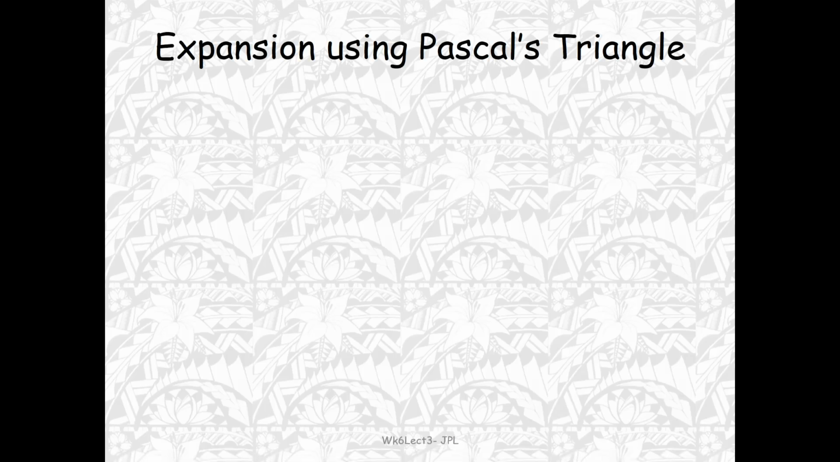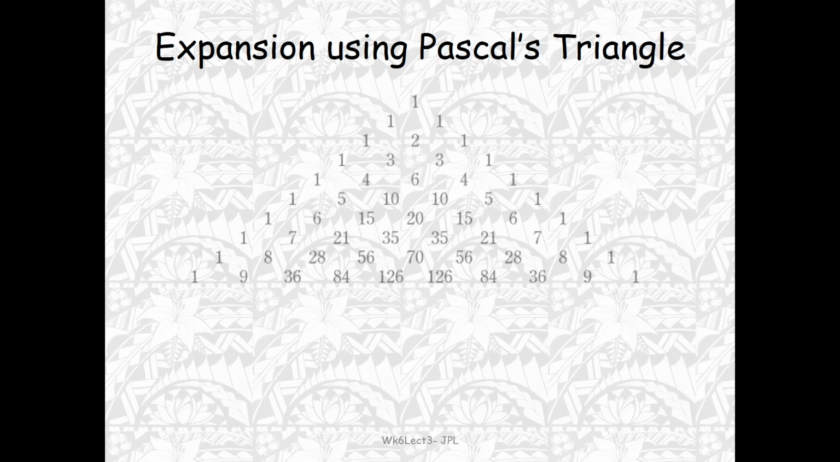Okay, so that's using the formula. Now we're going to use Pascal's triangle, which is kind of like a shortcut on how to expand binomials. So the Pascal triangle, it's this triangle. The triangle constructs by itself. So you always start with 1, 1, 1.